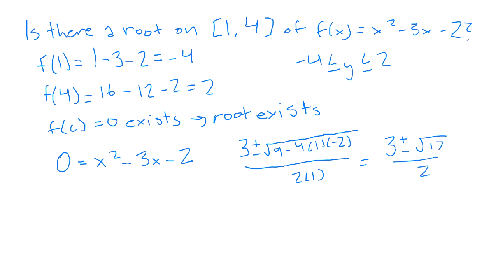Well, we can just use some basic estimation. The square root of 17 is going to be close to 4. So we have 3 plus or minus 4 over 2. Therefore, the positive one's going to be the one we're going to use, because that's going to give us something around 3.5.